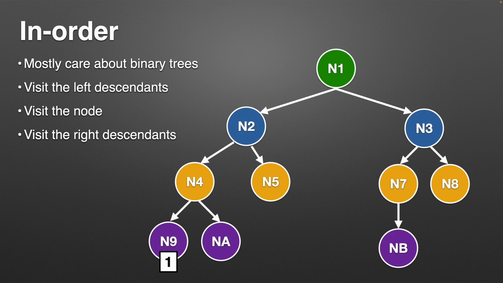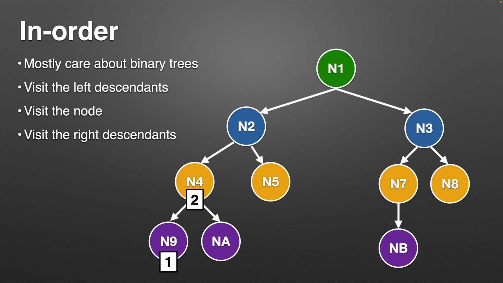Okay, so now, what do we visit next? N4, and then we'll output it. Yes, good. Right, so we were at N9. We did what we needed to do here. We're all done. So we come back up here, and the instruction is to visit this node before we visit the right node. So the order is left, the node itself, and then right.